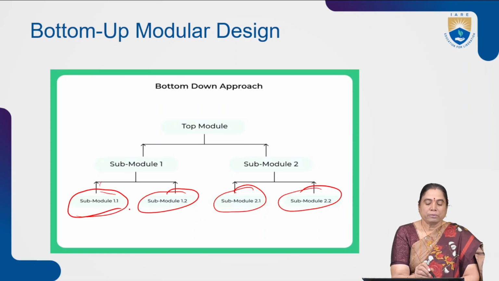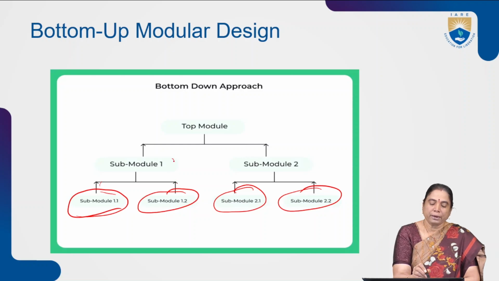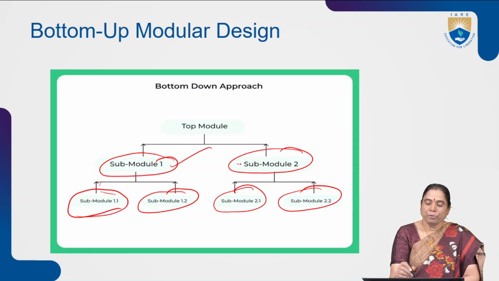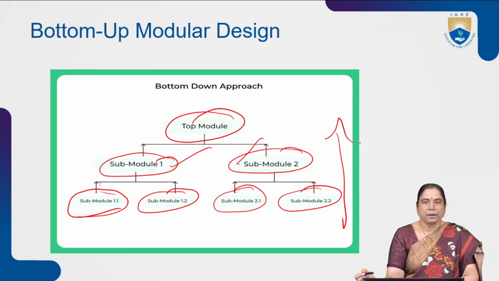For example, submodule 1.1 and submodule 1.2 are integrated to form submodule 1. And submodule 2.1 and submodule 2.2 are integrated to form submodule 2. Submodules 1 and 2 can be integrated to form the top module. So the integration can be carried out in an upscaling fashion in the bottom-up modular design.